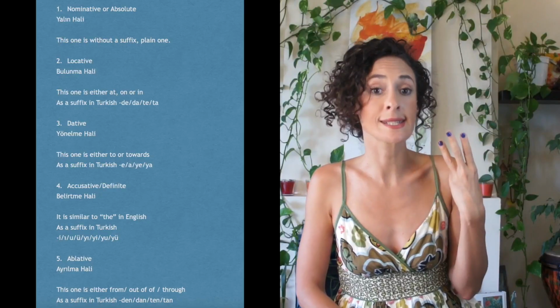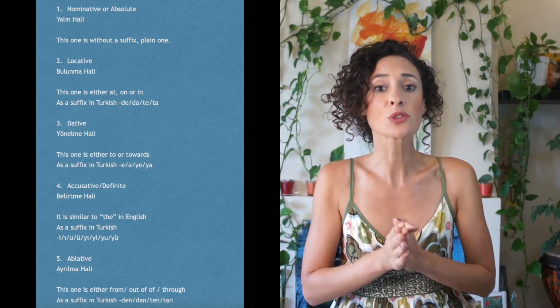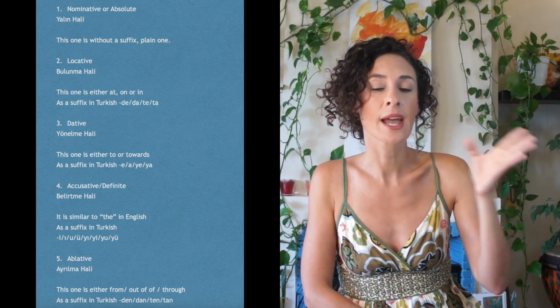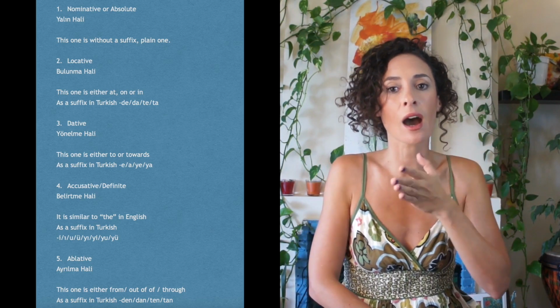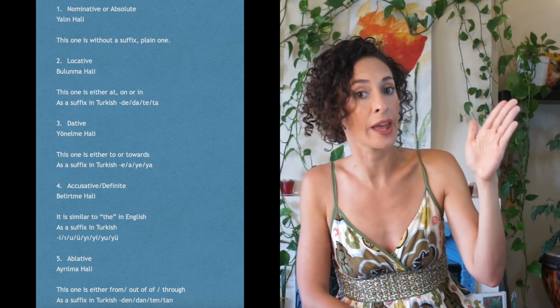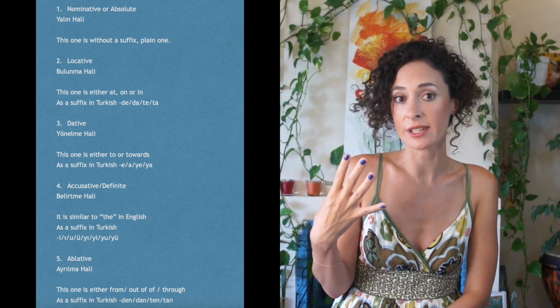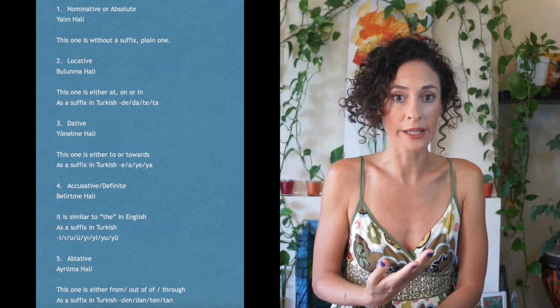The third one is the dative, yönelme hali, dative case. This one is either to or towards in English. As a suffix in Turkish, it's e, a or ye, ya. So it is eve, to the house. The fourth one is the accusative, or you can say definite, belirtme hali.